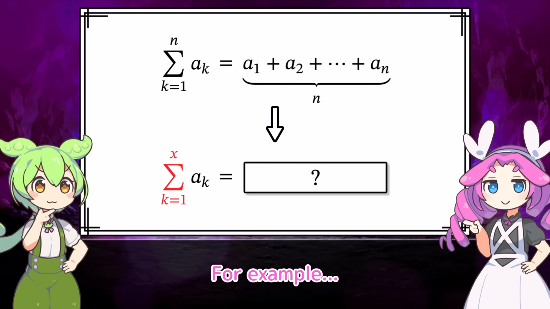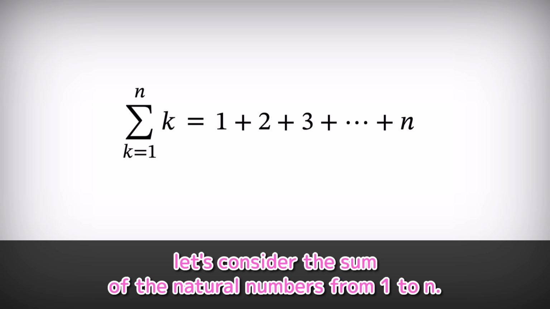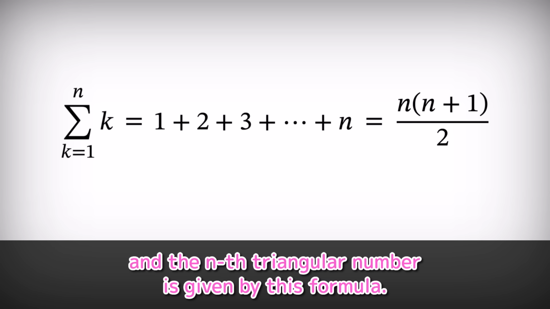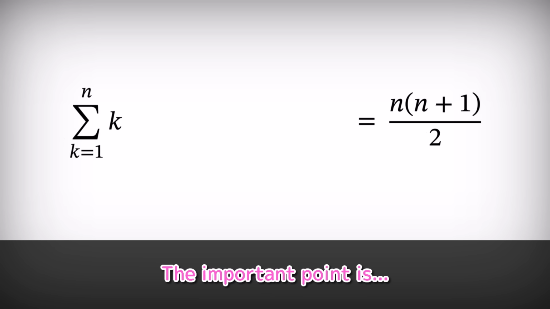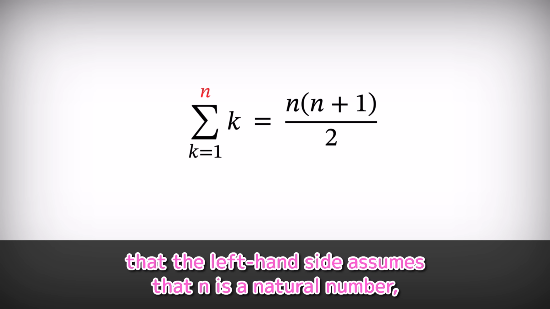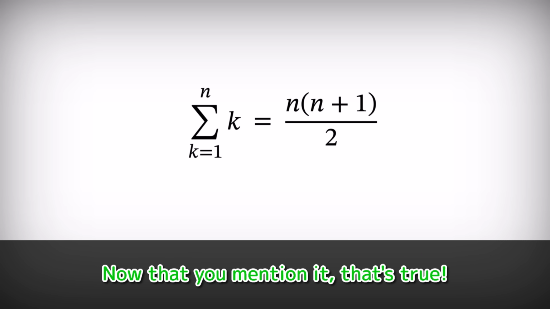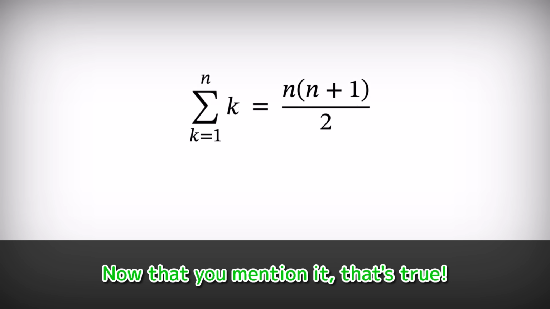For example, let's consider the sum of the natural numbers from 1 to n. This is called a triangular number, and the nth triangular number is given by this formula. The important point is that the left-hand side assumes that n is a natural number, but the right-hand side can still be calculated even when n is not a natural number. Now that you mention it, that's true.